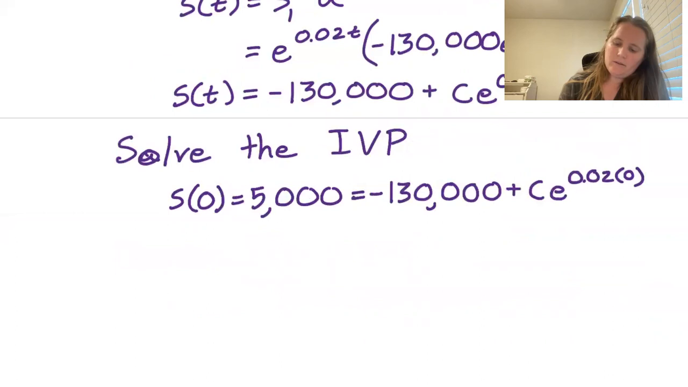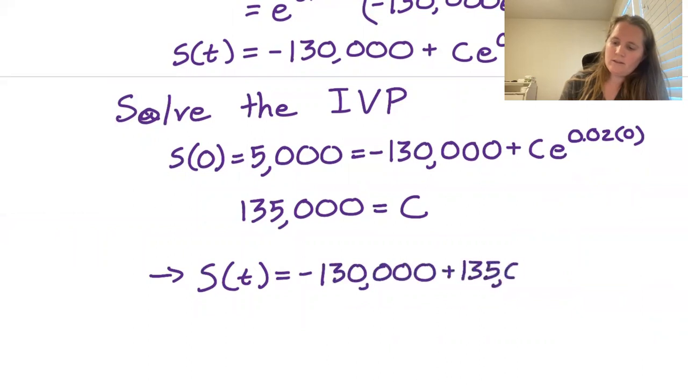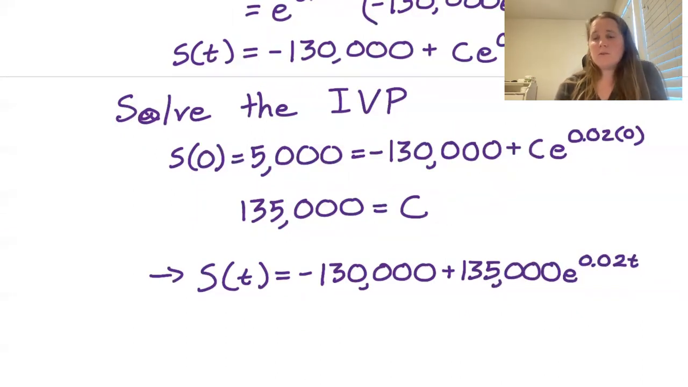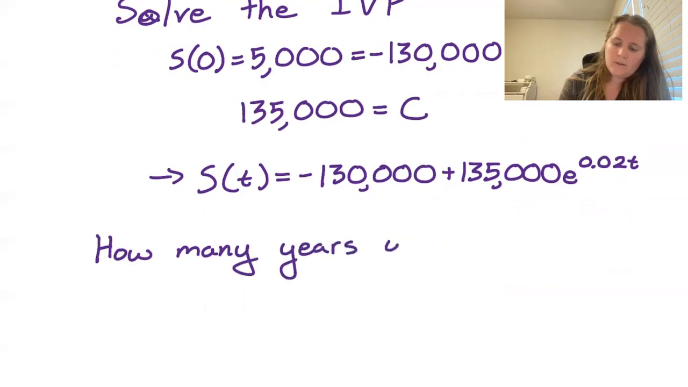This means that we have 135,000 is equal to C. And so we have our savings S of t is equal to negative 130,000 plus 135,000 e to the 0.02t. And then the question was, when will this reach 200,000? So how many years will it take to save $200,000?